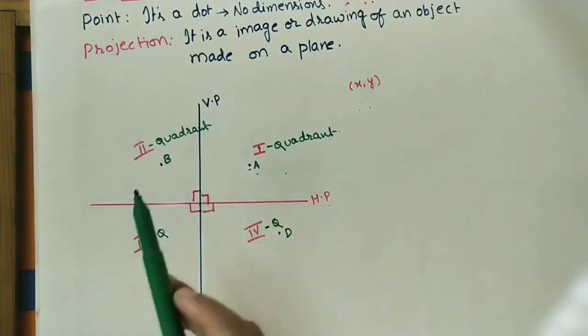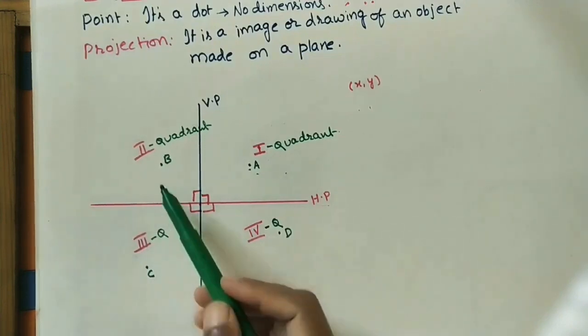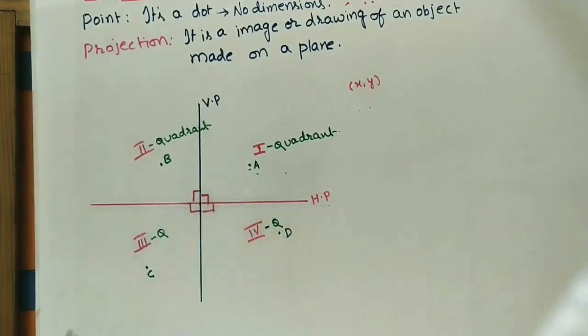Similarly, give the location of point B. It is above the horizontal plane, behind the vertical plane. Similarly, take point C. It is below HP, behind VP. Take point D. It is below HP, in front of VP.